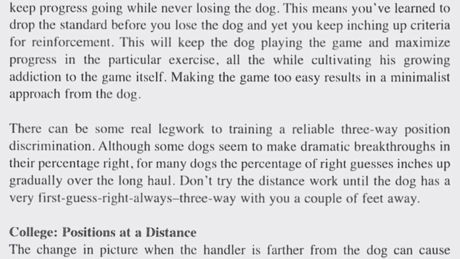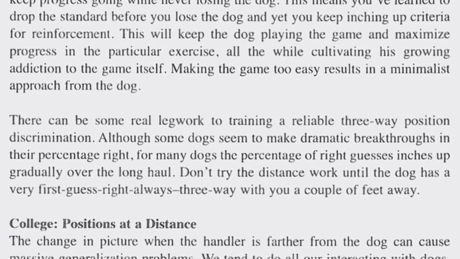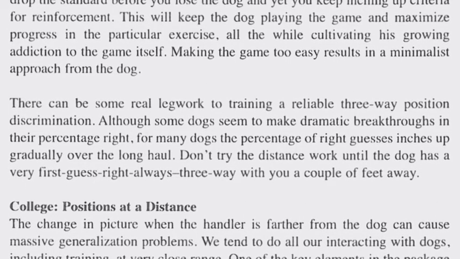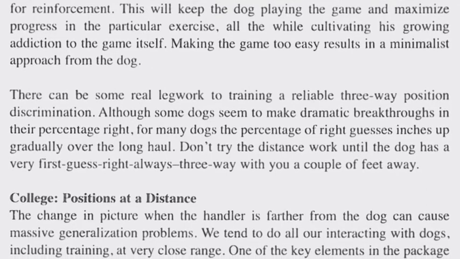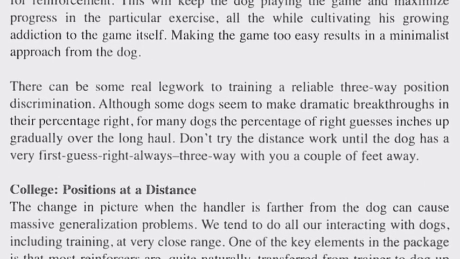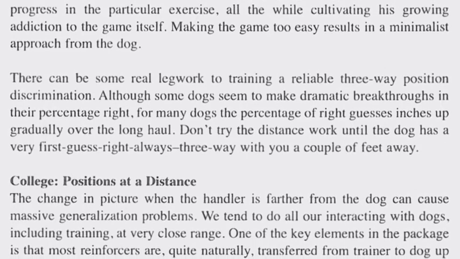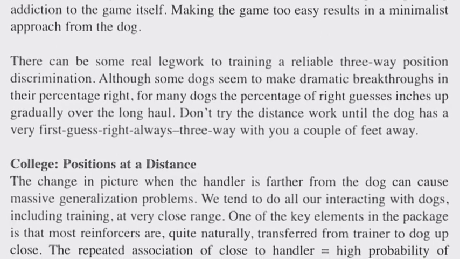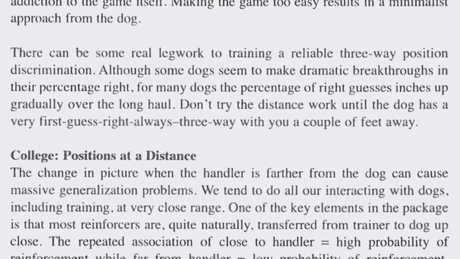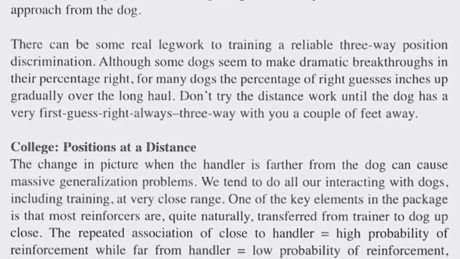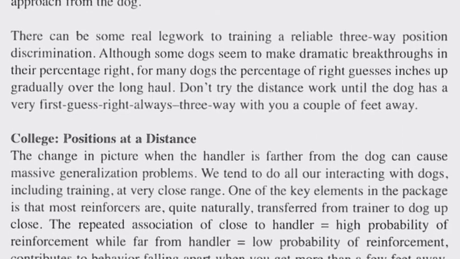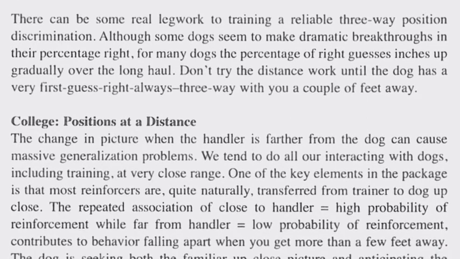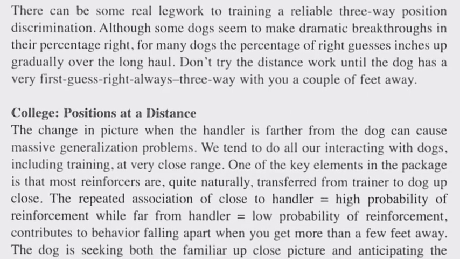There can be some real legwork to training a reliable three-way position discrimination. Although some dogs seem to make dramatic breakthroughs in their percentage right, for many dogs the percentage of right guesses inches up gradually over the long haul. Don't try the distance work until the dog has a very first guess right always three-way with you a couple of feet away. Positions at a distance. The change in picture when the handler is farther from the dog can cause massive generalization problems. We tend to do all our interacting with dogs, including training, at very close range.